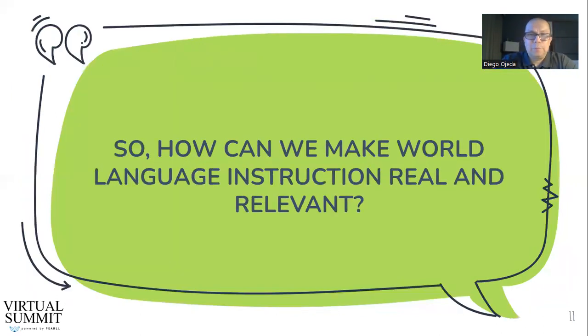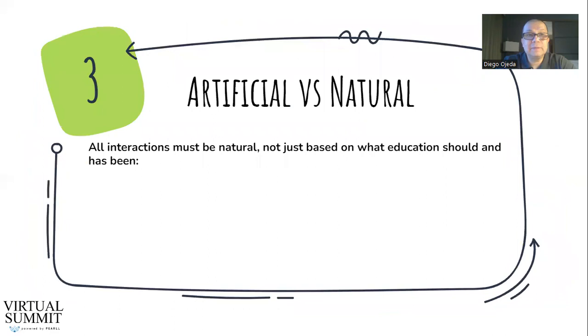All right. So how can we make world language instruction real and relevant to our students? Okay, as I was mentioning before, all interactions must be natural, not just based on what education should and has been, because education has been very artificial throughout history. They tell us it's important for them to participate. It is important that we assess our students in each one of those elements that constitute language learning. It is important for them to present and work in projects. It is very important that we design lessons that go with what education has traditionally been, okay?